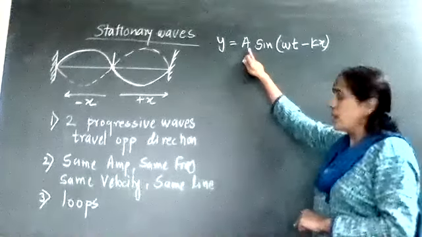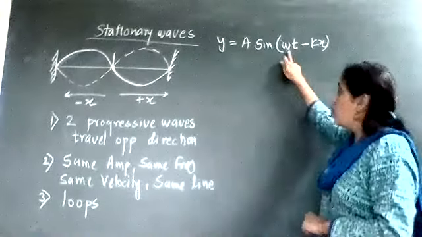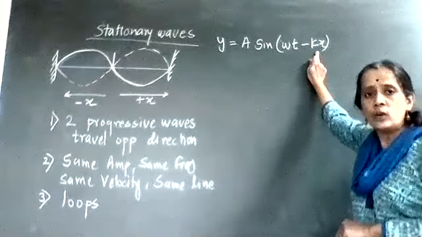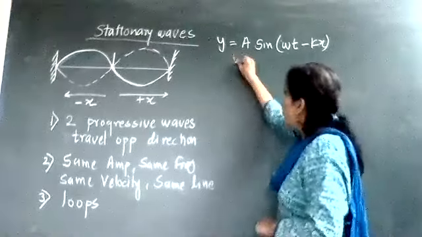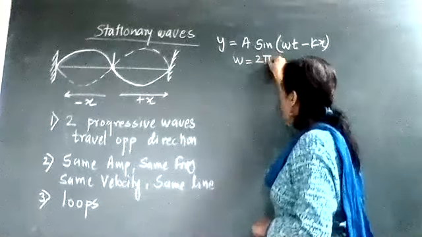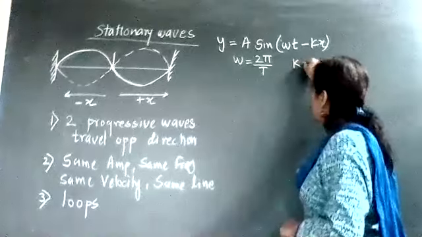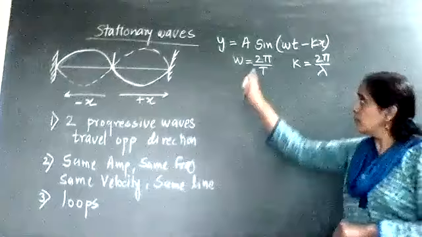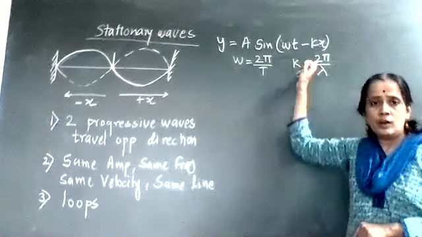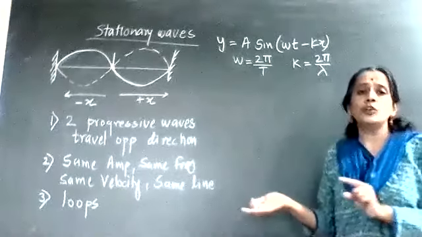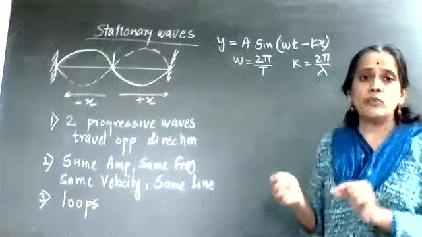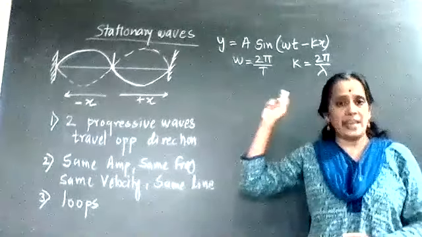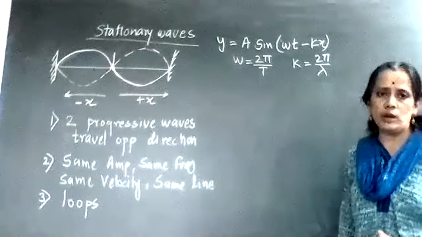In that, a is the amplitude, omega is the angular frequency, and k is nothing but the propagation constant. Where omega is equal to 2 pi upon capital T, and k is equal to 2 pi upon lambda. Remember these values very carefully. This question may come in your MCQ: what will be the value of the propagation constant? The propagation constant is nothing but k, and k is equal to 2 pi upon lambda.